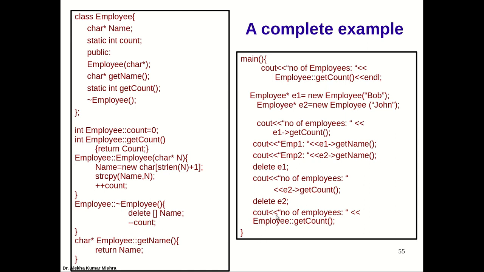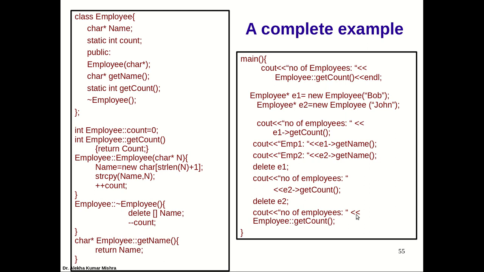Then you see the last line. In the last line I am using the other way. I am not taking help of any object here. Any static member function can be called without any object. Here I am calling through the scope resolution operator of the class. So Employee colon colon get count indicates that I am calling the static member function via the class name. Then here it will print the count value.